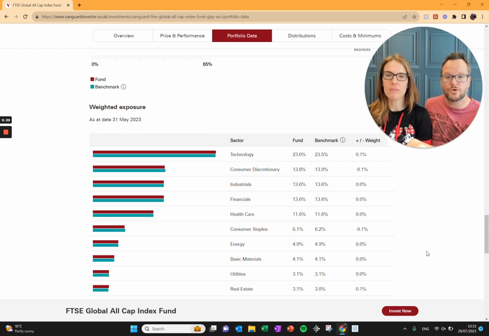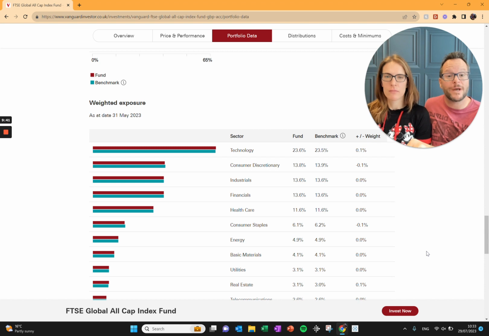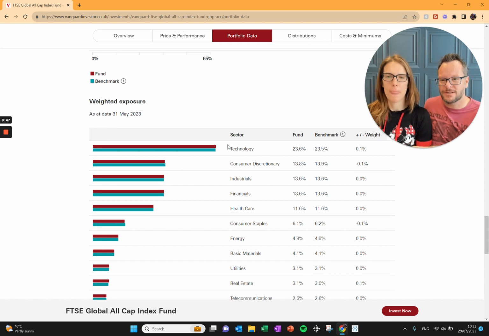Then you go down to what's called weighted exposure, which tells you which industries you're invested in, and that is weighted to the size they actually are in a global economy. So you can see technology is one of the biggest ones, like we're living in the technological age. So people come to us and say, should I buy a technology fund because those companies are doing well, or should I get out of technology because maybe they don't continue? The answer is no, in our opinion. Just carry on investing in proportion to the global economy.